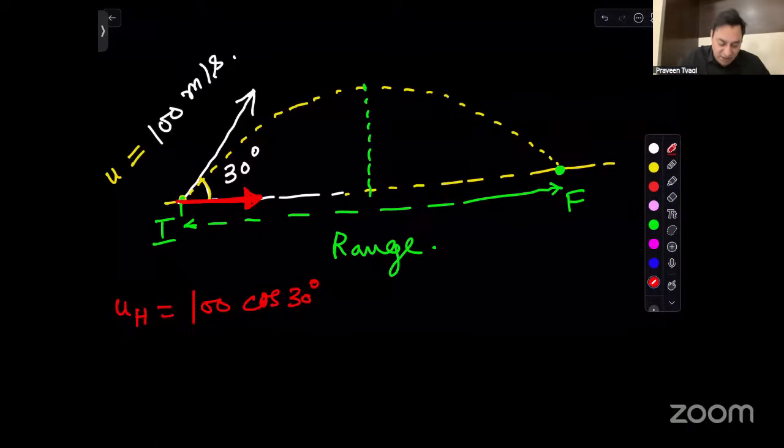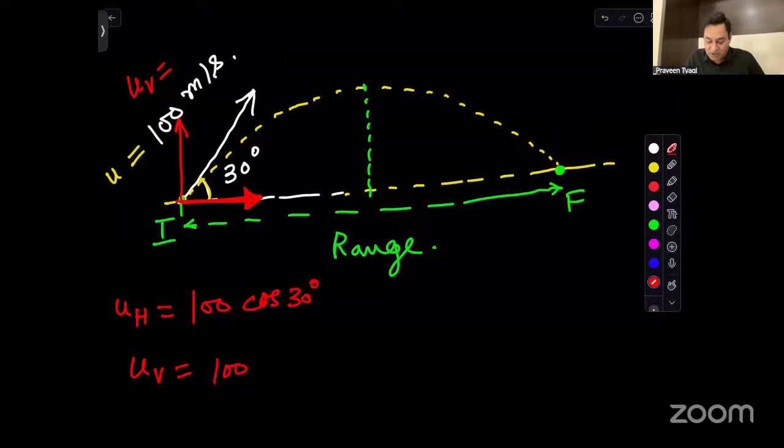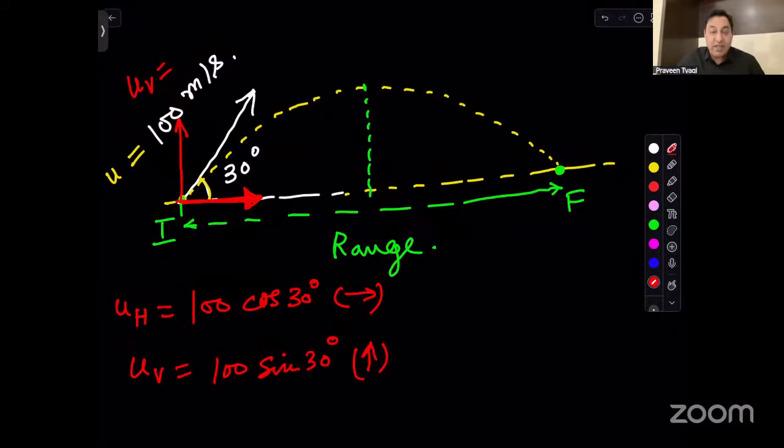What will be the initial vertical velocity? Initial vertical velocity will be 100. We are resolving this vector: A cos theta, A sin theta. 100 sin 30 will be the initial vertical velocity. It will be upwards. It will be towards the right. All of you are aware of it, right? Good. So these are the initial velocities of the stone when it has been thrown in air. Just after the stone has been thrown, initial velocities are these.